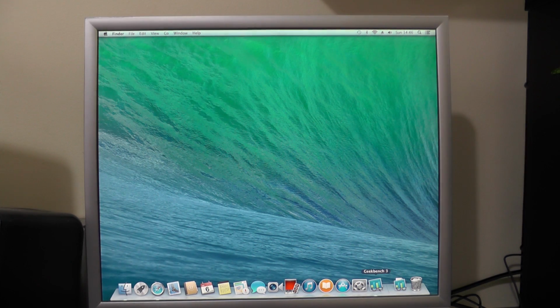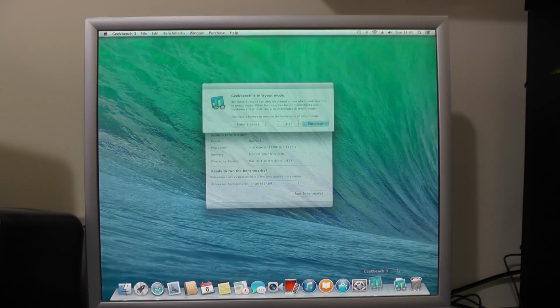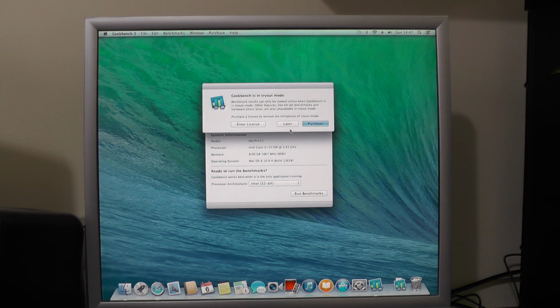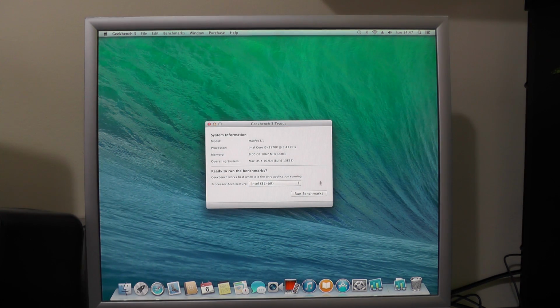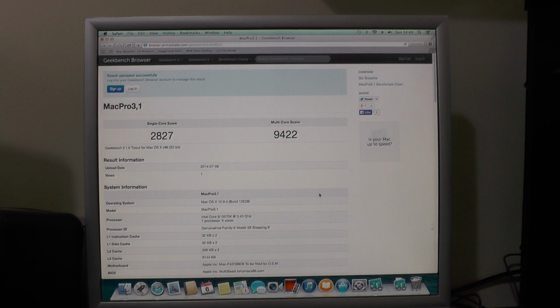And now what we're going to do is run Geekbench. We'll run the benchmarks and see what it says. Okay, so that took 1 minute 22 seconds to run the benchmarks.